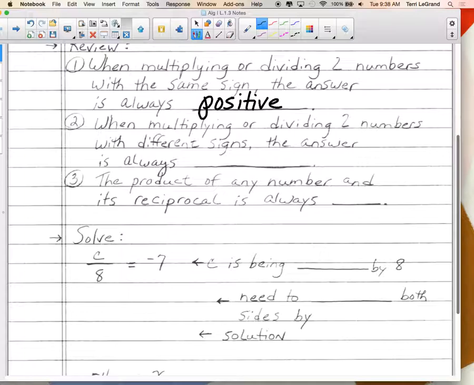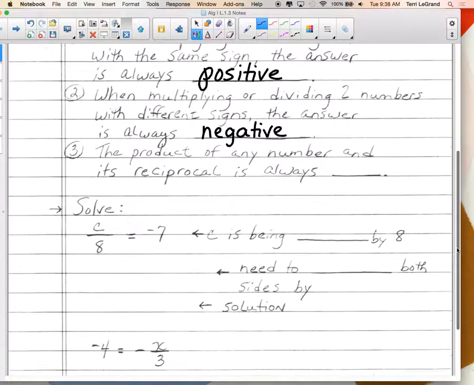Same sign, two numbers being multiplied or divided, the answer will always be a positive. Okay? When you're multiplying or dividing two numbers with different signs, so one of them is positive, the other one's negative, or vice versa, the answer is always what? Negative. When one of them is negative, the other one is positive, your product or your quotient will always be negative. And that's important that goes through your brain every time you're doing these. In fact, I'm going to make sure that we ask that question every single time. What should our answer be? Should it be positive or should it be negative?